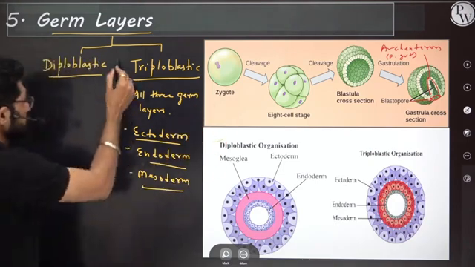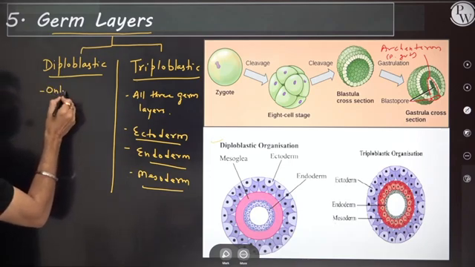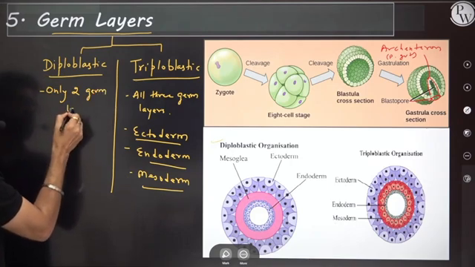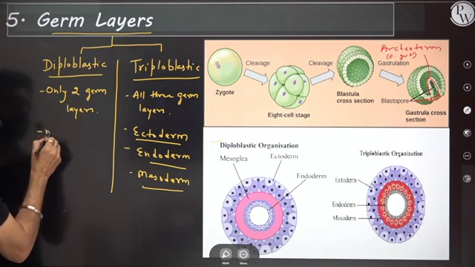Okay. So let's see now. In diploblastic, you have only 2 germ layers. Now, which germ layers are present in this? The only germ layer which is not present is mesoderm.